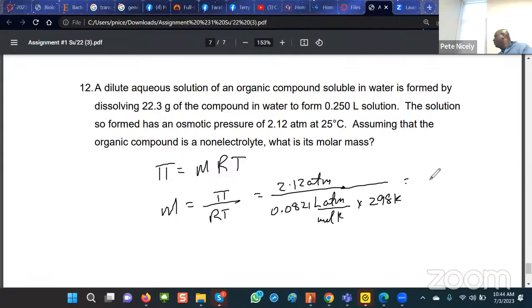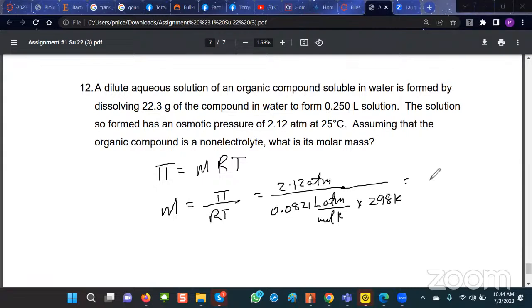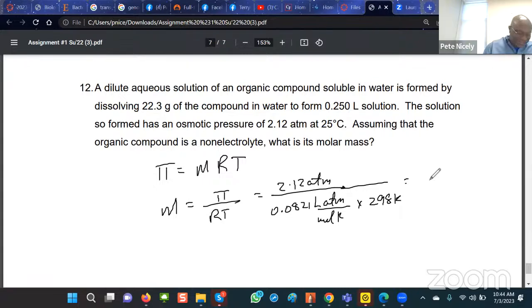So what does that give? 0.0867. Let me confirm that. I'm not saying that you're wrong, I just like to confirm that. 2.12 divided by 0.0821, divided by 298. You said 0.0867. That would indeed be correct. And the units here would be moles per liter, or uppercase M, because the atmospheres will cancel out and the kelvins will cancel out. So the only units here would be 1 over liters per mole, which is the same thing as moles per liter.